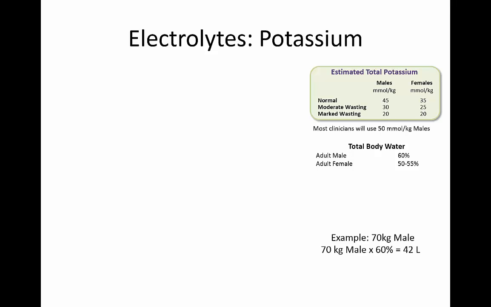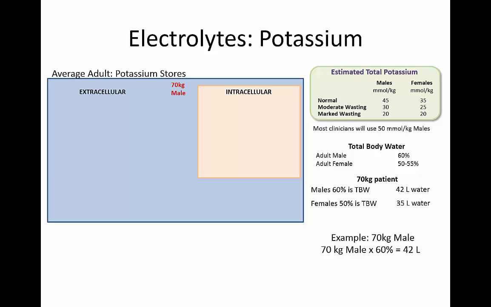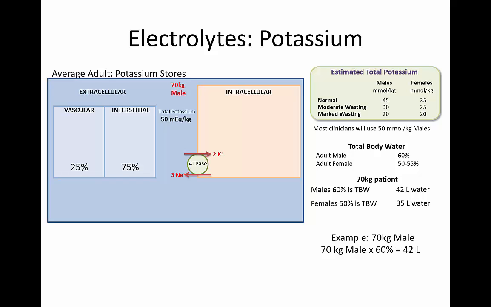So given the example of a 70 kilogram male, you multiply that by 60% and you get 42 liters, 35 liters in females. Looking visually how this is broken up, you have the intracellular compartment and also the extracellular compartment. The extracellular is further broken down to the vascular and interstitial at a ratio of 25 to 75%. Total potassium, as I mentioned earlier, is about 50 milliequivalents per kilogram. Now in this case, millimoles and milliequivalents are about 1 to 1.